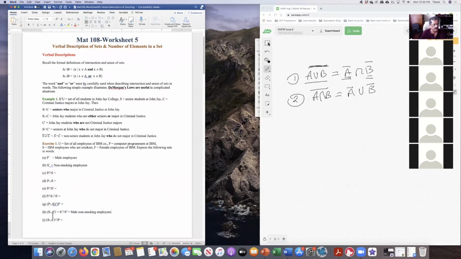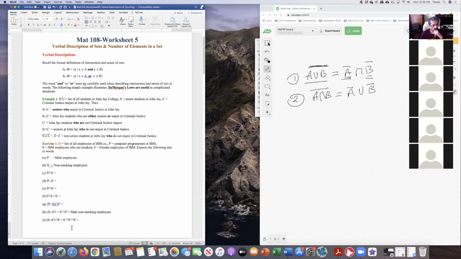Okay. So if you apply De Morgan's law, it usually comes out easier. This is also S union F prime. So that's going to be the same as, if I apply De Morgan's law, S prime intersection F prime, and then another intersection, P. Right? So if it is intersection, it's usually easier to describe.